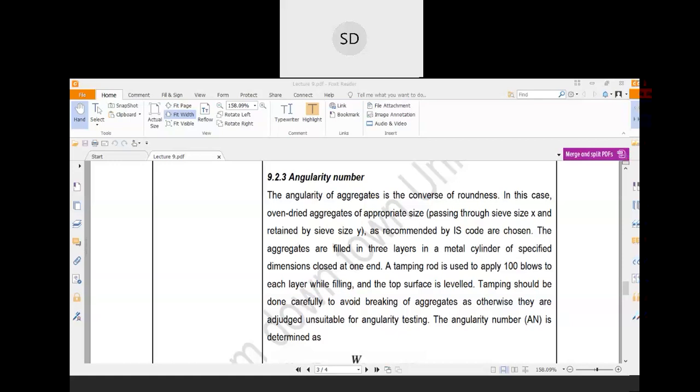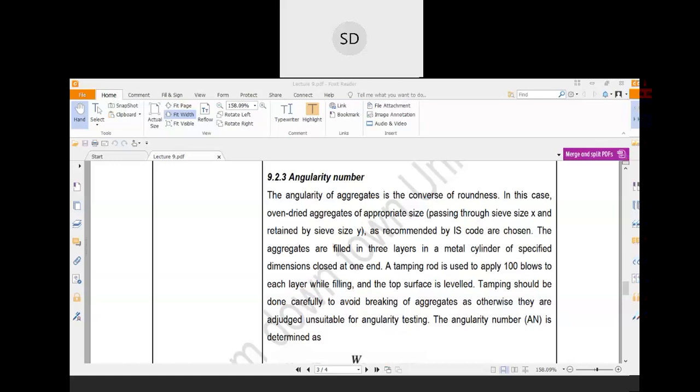That type of aggregates are chosen. Then these aggregates are filled in the container with three layers in a metal cylinder of specified dimension closed at one end. So basically that is a container, and in that container, suppose your sieve mold, or suppose your proctor mold, like that container is open at one end and closed at the other end, and in that metal container, you fill that aggregate of specific sizes in three layers.